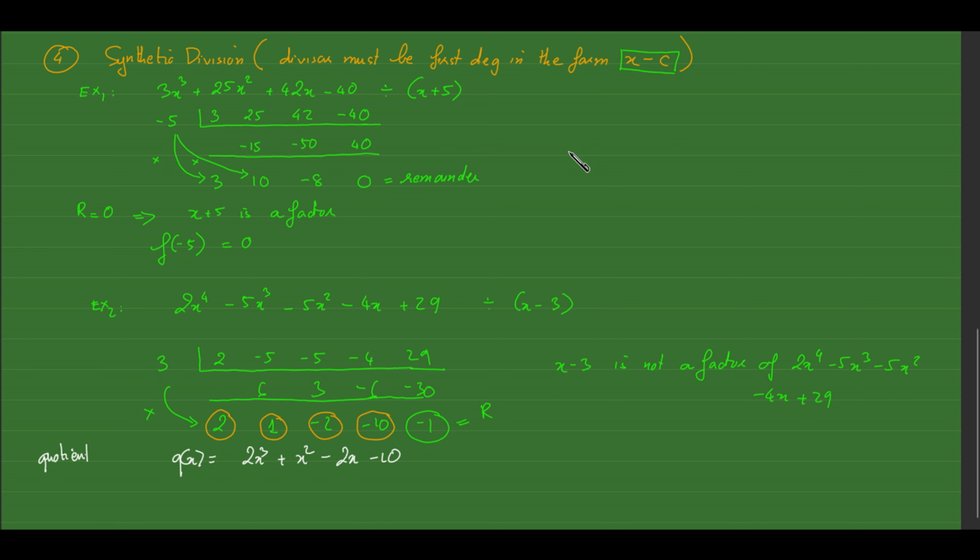Then what is the quotient over here? The quotient polynomial over here, this is the 3rd degree. We divide by the 1st degree, so you have the 2nd degree. So the quotient polynomial here will be 3x squared plus 10x minus 8.